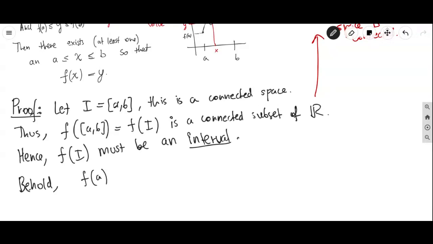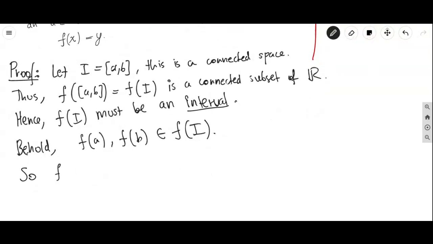Now behold, f of A and f of B are elements of f of I. This should make sense. Because the interval contains A, f of A is an element of f of I, and the interval contains B, the right endpoint, so f of B is an element of f of I. It just has to do with the fact that this interval contains an endpoint. So f of A and f of B belong to f of I. This is some interval, and they belong to it.